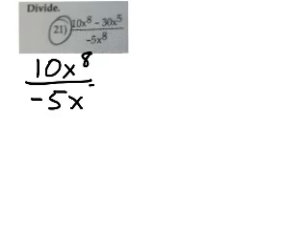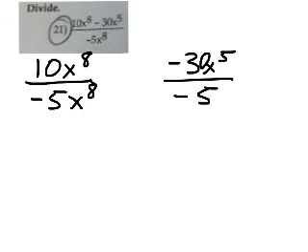Okay, we've got 10x to the 8th power divided by a negative 5x to the 8th power. Okay, and then we'll do separately, we'll do negative 30x to the 5th power divided by a negative 5x to the 8th power. Okay, and then we will just add those together when we're done, whatever the answers are. Alright, so let's do the one on the left first.